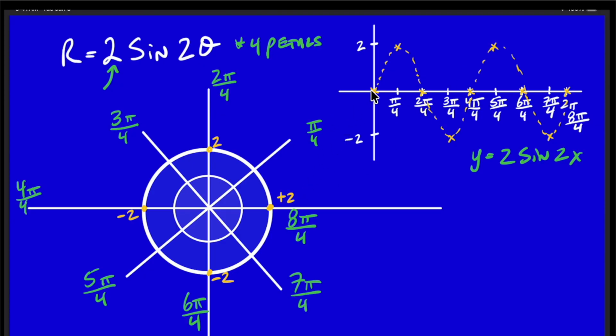Our starting point, when x equals 0, the r value is 0. So x equals 0 is going to be right here on the polar axis, and our r value is going to be 0. So the first point right there is located at the pole. If this is point A, that would be point A right there.